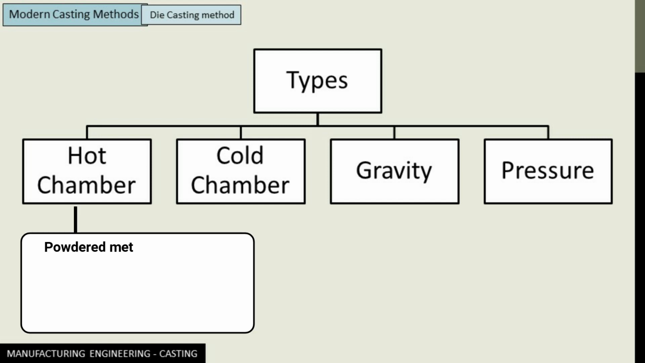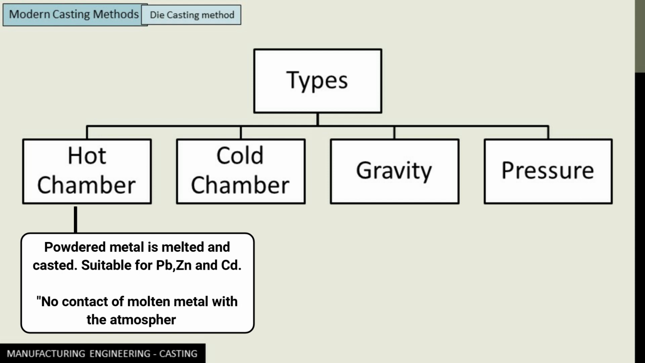In hot chamber die casting, the metal is contained in an open pot, which is placed in a furnace, and the metal is melted to the desired temperature. This kind of die casting method is used for lead, zinc, and cadmium. The advantage of this method is that there will be no contact of molten metal with the atmosphere and hence fewer casting defects.